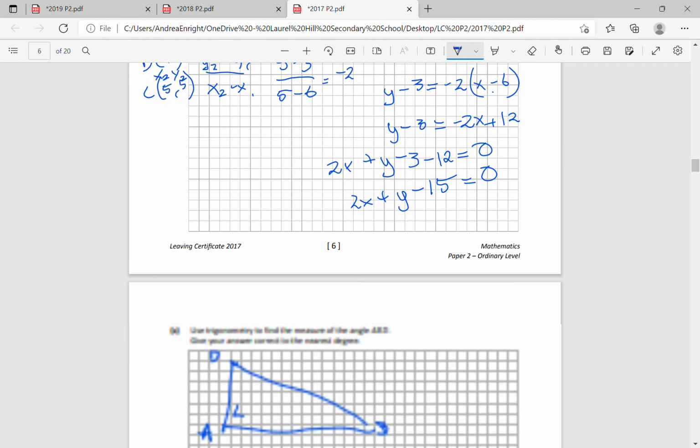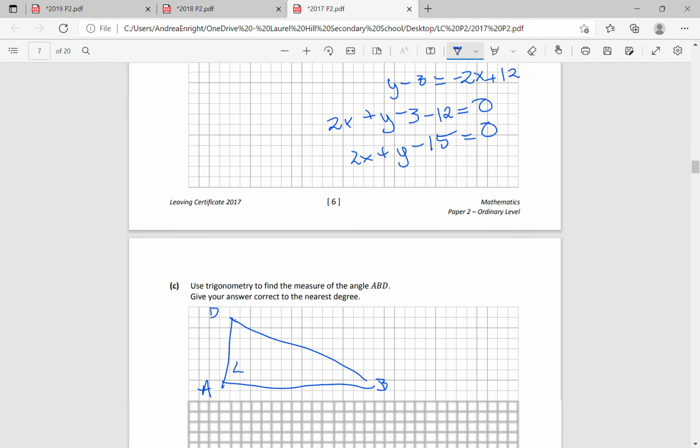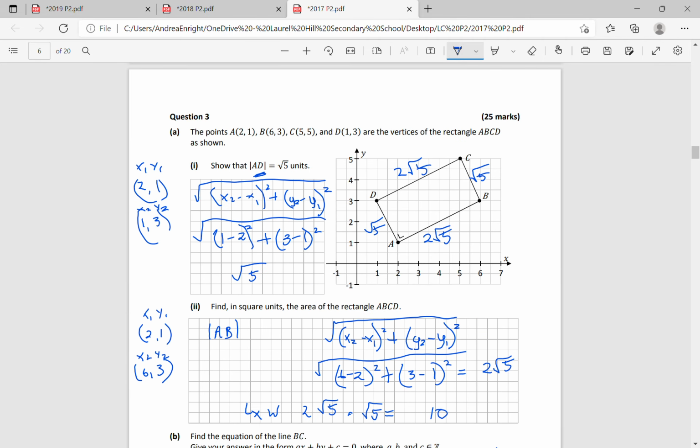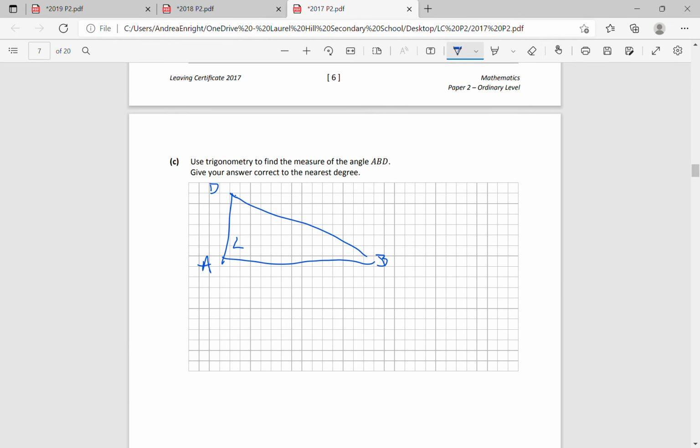Okay. Then it says use trigonometry to find the measure of the angle ABD. So if you just connect B to D, they're looking for the size of this angle here. So it's in a right angle triangle. So this is root 5 and this is 2 root 5. Remember, in a right angle triangle, straight across from the right angle is the hypotenuse. This is the angle I'm talking about, so I just call that x. So this is adjacent to the angle I'm talking about, and this is opposite.